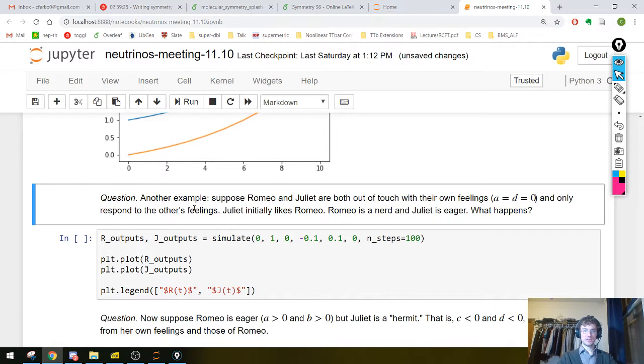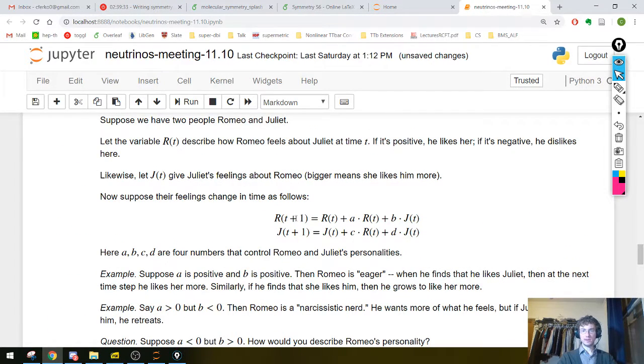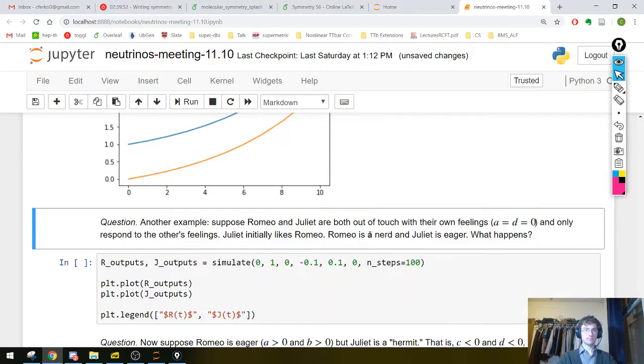So, here's a nice one. Suppose Romeo and Juliet are out of touch with their own feelings. By that I mean A equals D equals 0. What does that mean? So, that means the change in Romeo's feelings has nothing to do with Romeo's feelings at time t. It doesn't affect anything. He only cares about how Juliet feels. And similarly, J has D equals 0, so her feelings only respond to R, how Romeo feels. So that's out of touch.